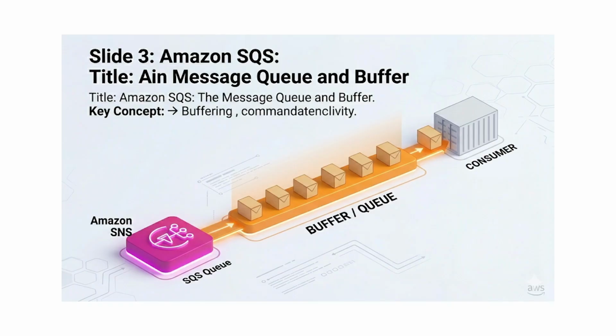So, what is SNS? Amazon Simple Notification Service. Think of it as a post office. Instead of producers sending a message to a specific person, it publishes to a topic. SNS doesn't care who is listening. It simply broadcasts that message to all active subscribers instantly. It's a fire and forget service designed for high throughput.